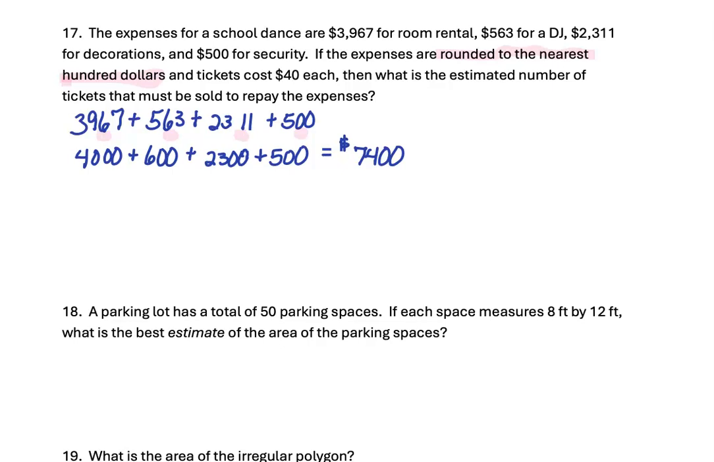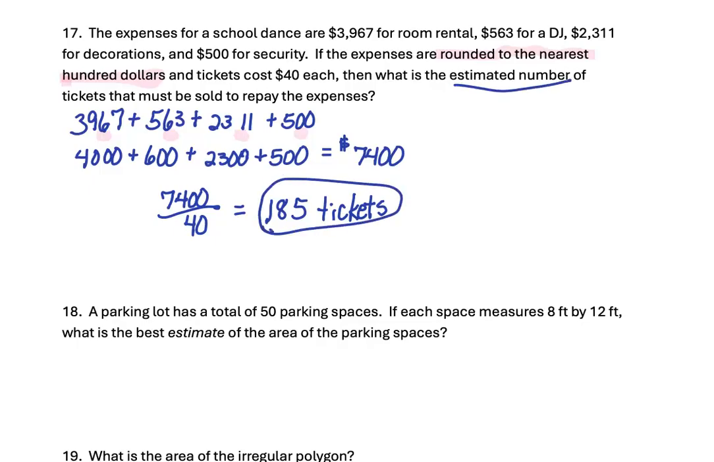Well, they're selling the tickets for $40 each. So how many tickets must they sell? Well, if I take $7,400 and divide it by $40 each, that should give me the number of tickets, right? So when I do this arithmetic here, we end up with 185 tickets. And all of this, because we rounded the very first step, all of this is an approximation. And that's what they're asking us for, an estimated number. So our estimated number of tickets is 185.